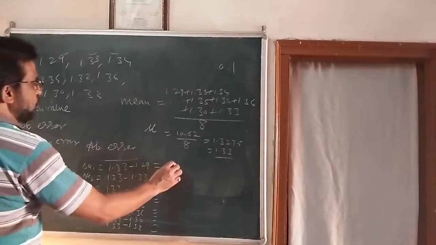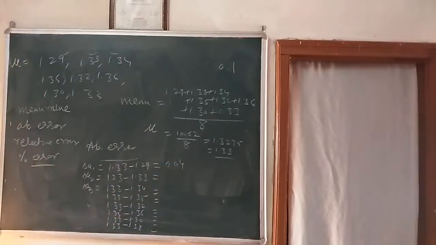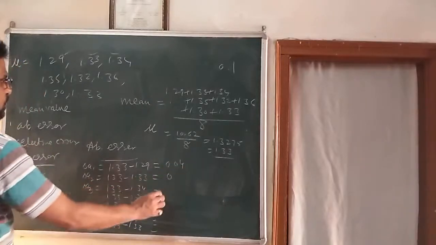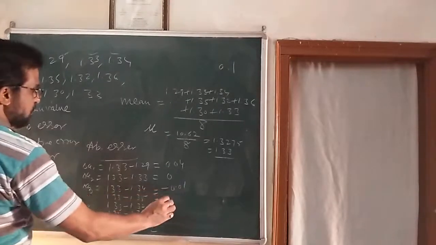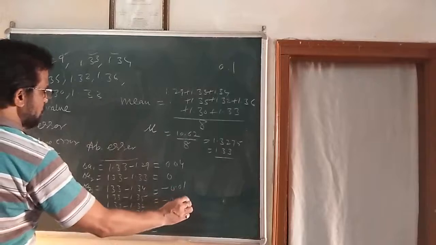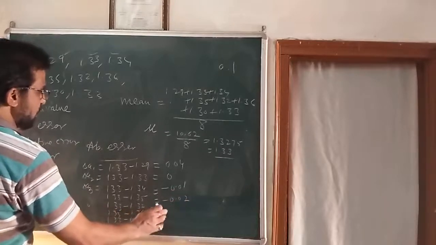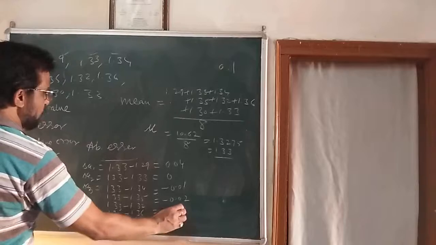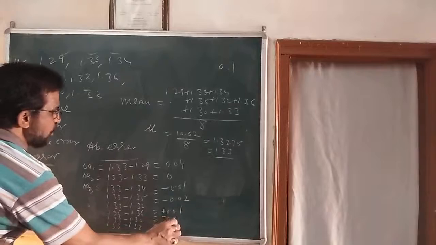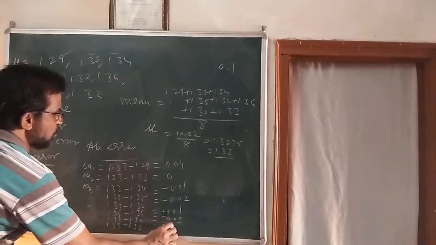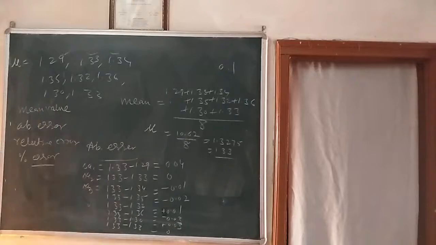Here you are getting 0.04. Here it is 0. Here you are getting minus 0.01. Here you are getting minus 0.02. Here you are getting plus 0.01. Similarly, minus 0.03, plus 0.03 and 0 like this. So these are the different values. This is called absolute error.